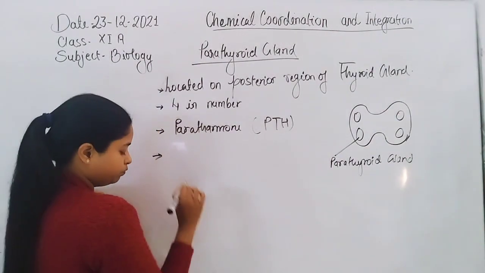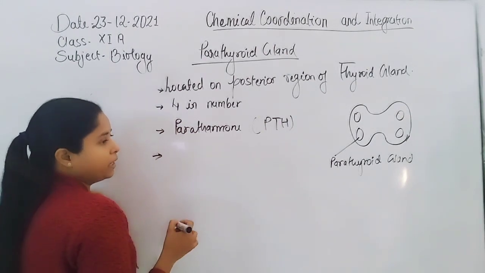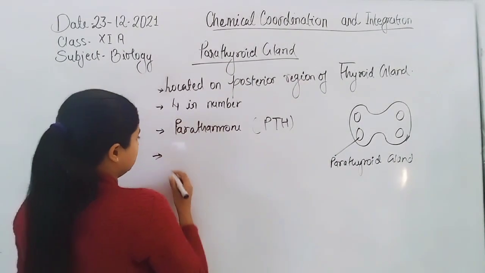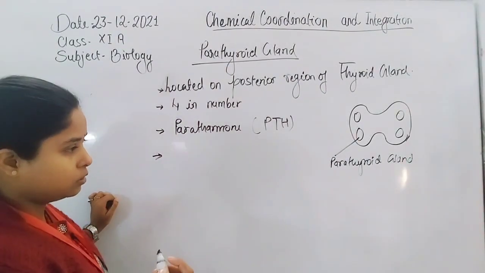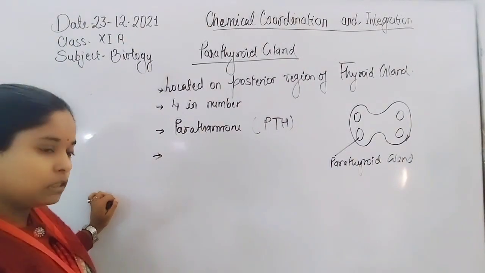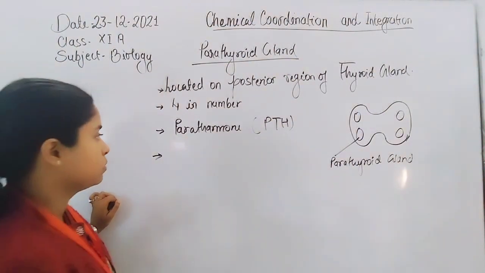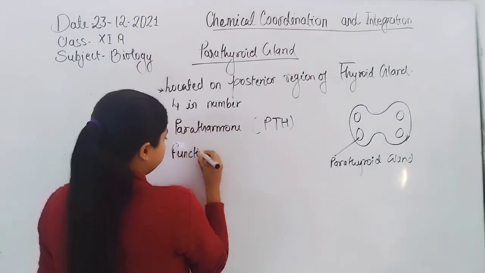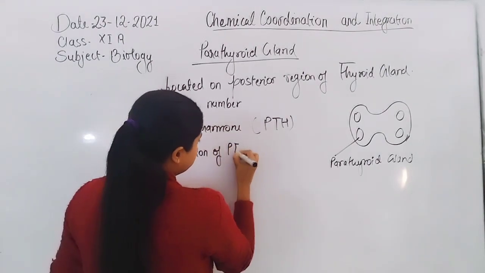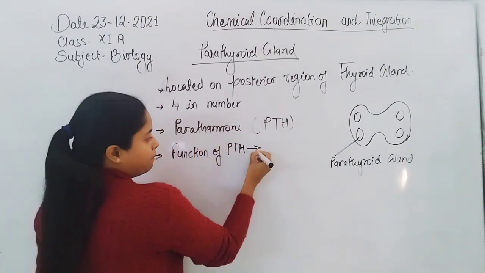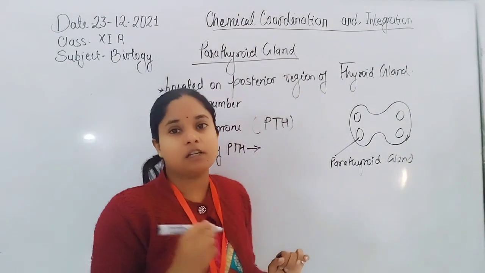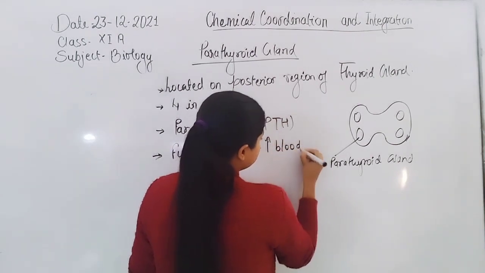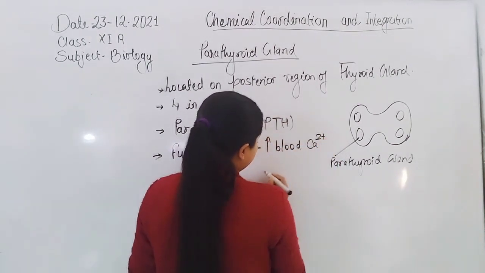Thyrocalcitonin works in the deposition of calcium ion into the bone matrix. And if we talk about the function of parathormone, it is antagonistic in function with respect to thyrocalcitonin. So the function of PTH, parathormone, is to increase the blood calcium ion level.